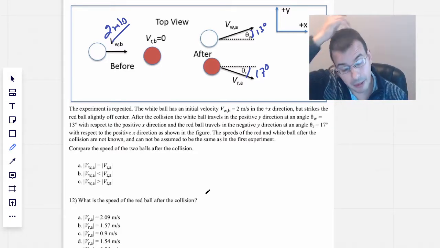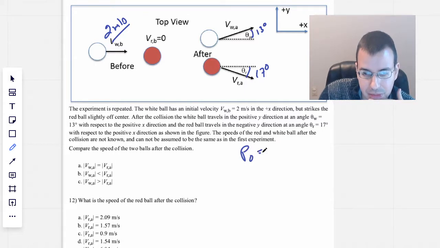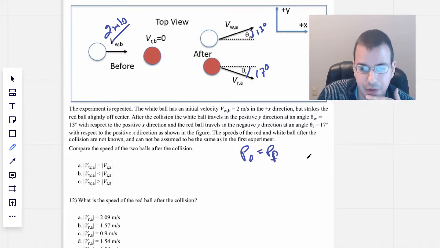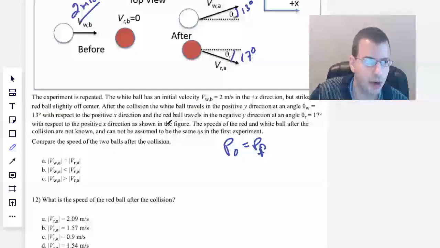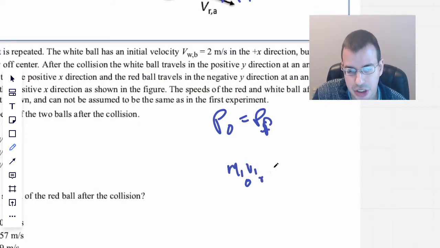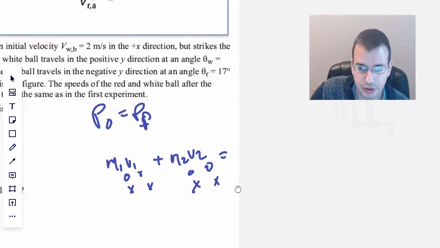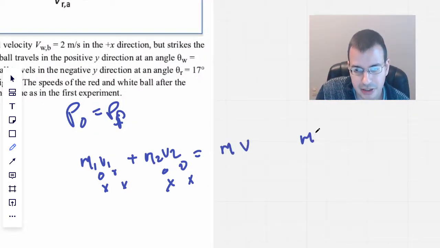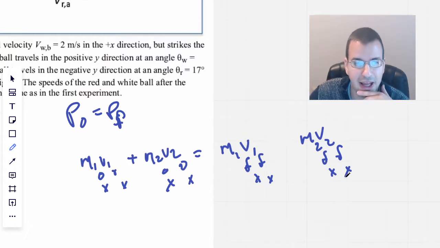Okay, so we know that momentum is conserved. Specifically, it's conserved in both the y direction and x direction. So I'm going to start off by saying that momentum initial equals momentum final. I'm going to call the white ball 1 and the red ball 2. So mass 1, V1 initial in the X direction, plus mass 2, V2 initial in the X direction will equal mass 1, V1 final plus mass 2, V2 final, still in the X direction. Okay, so now we're just looking at the X direction.